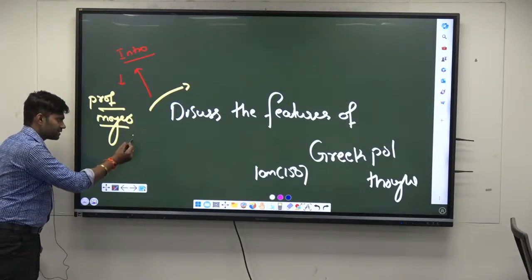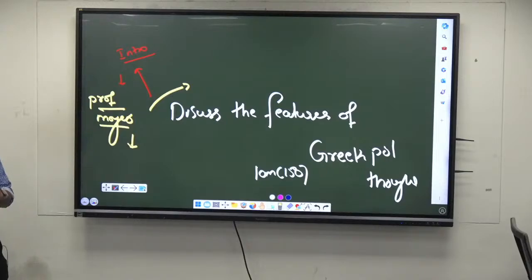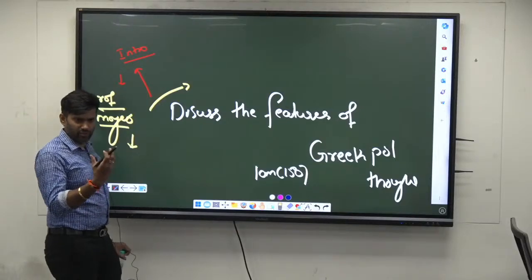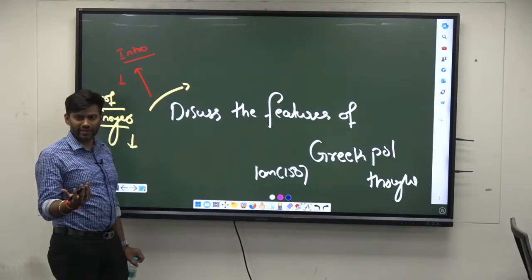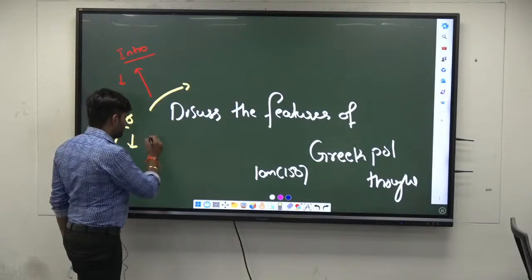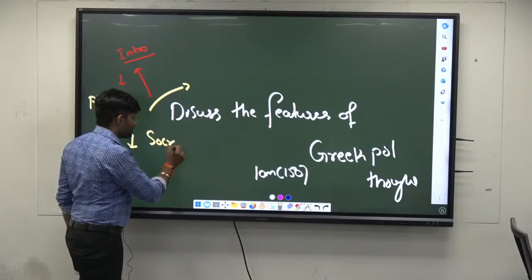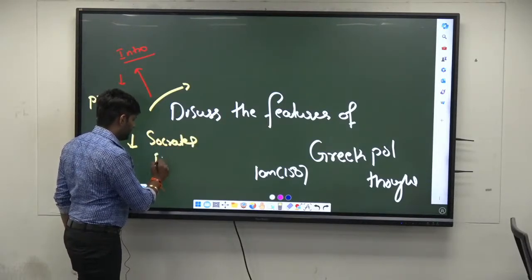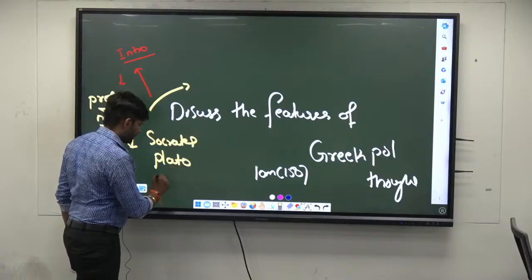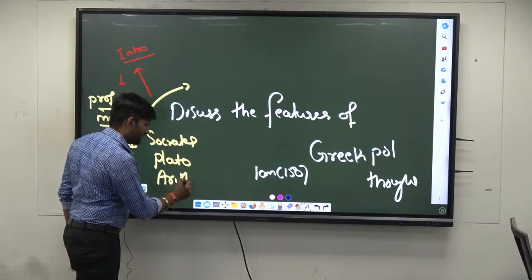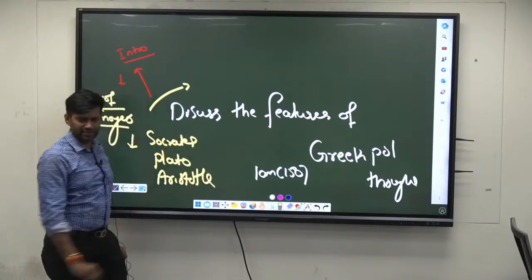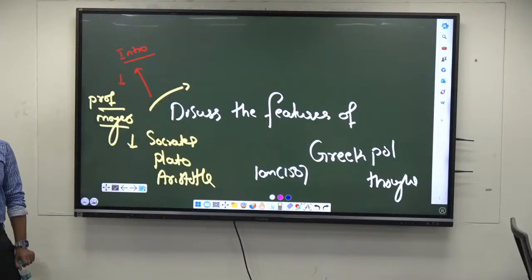You wrote the introduction as this. Good. Then who gave? Okay. Then you can tell that the Greek political ideas largely are enumerated or elucidated by Socrates, Plato and Aristotle. Don't explain in detail now. Just write their names, that's enough. Because in a 150 word question, you can't explain too much.